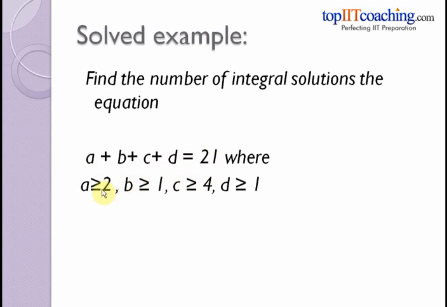Also we have different constraints on the values of A, B, C and D, that is A is greater or equal to 2, B is greater or equal to 1, C is greater or equal to 4 and D is greater or equal to 1. So let's try to solve it.